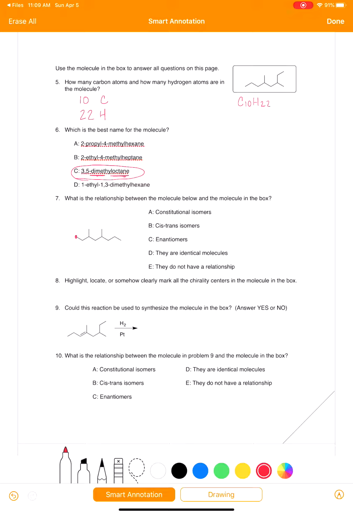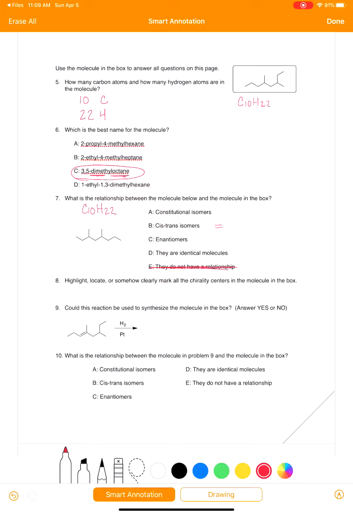First, we'll count carbons. 1, 2, 3, 4, 5, 6, 7, 8, 9, 10. So far that's the same. Now let's count up its hydrogens. 1, 2, 3, 4, 5, 6, 7, 8, 9, 10, 11, 12, 13, 14, 15, 16, 17, 18, 19, 20, 21, 22. So they have the same molecular formula, which means there's some sort of relationship. So this E is not an option. So let's look at the rest of our choices.